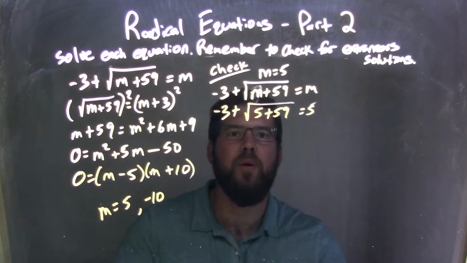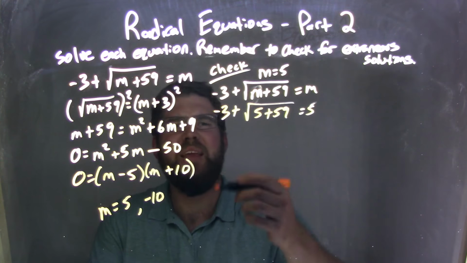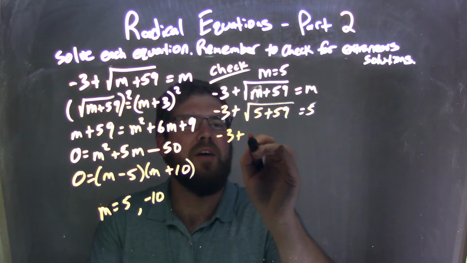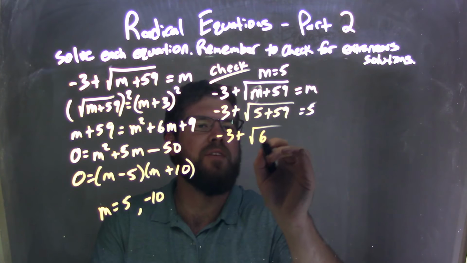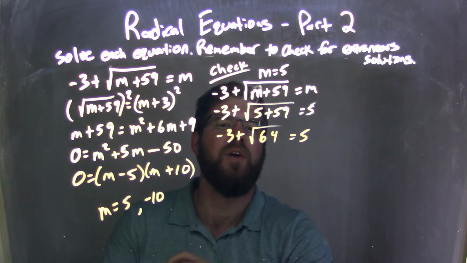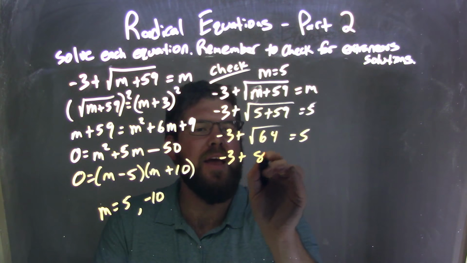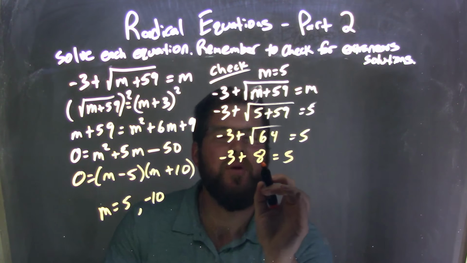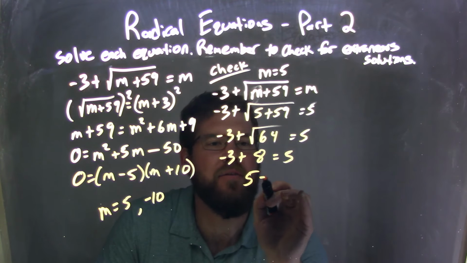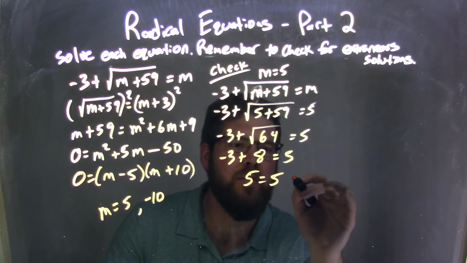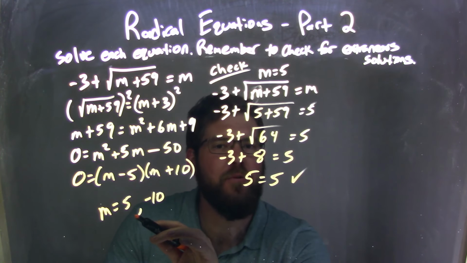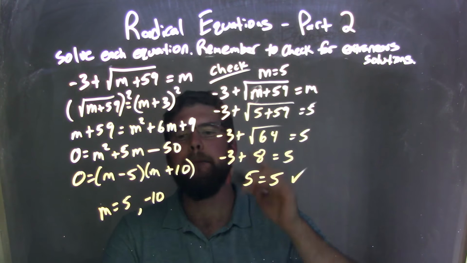Okay. From there, simplify. Negative 3 plus square root of 59 plus 5, which is 64, equals 5. Square root of 64 is just 8. So we're left with negative 3 plus 8 equals 5. Negative 3 plus 8 is a positive 5. So 5 does equal 5. Fantastic. That makes 5 a true solution. It's not extraneous. But let's try negative 10.